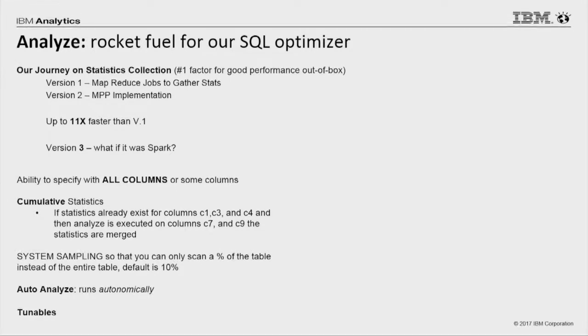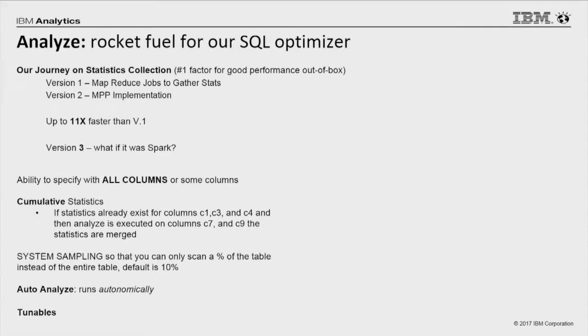Some highlights of the Analyze statement in Big SQL: you can specify all columns or some of the columns. We support cumulative statistics. We also support, and this is very important, especially when you get into the petabyte size of your data set, system sampling. If you're going to collect comprehensive stats on petabytes of data, it's going to take you some time, right? So we allow you to do it on a fraction of that data through the sampling support.